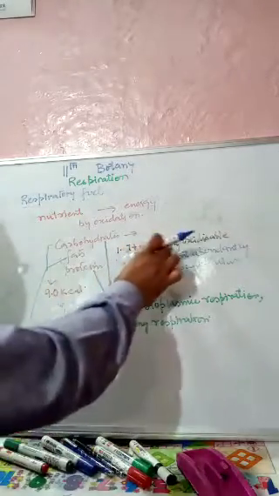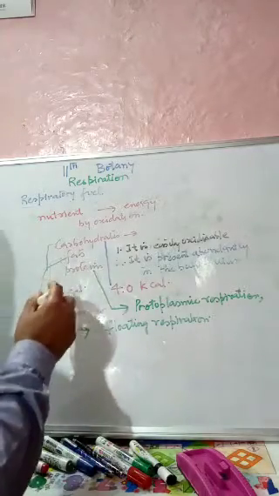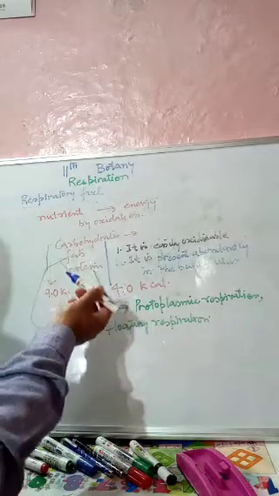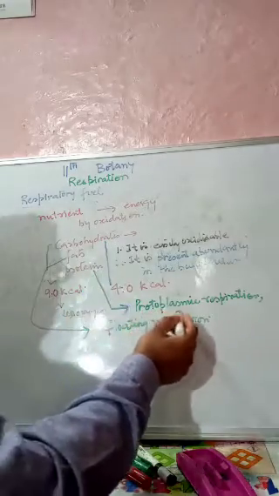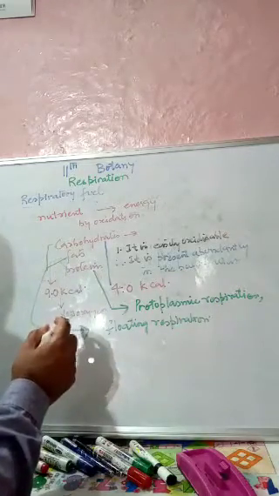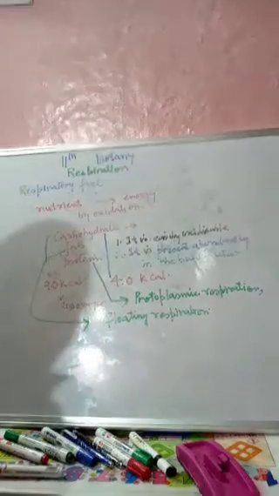When proteins are used as respiratory fuels, then it is called protoplasmic respiration. When carbohydrates and fats are used as respiratory fuels, then it is called floating respiration. This was all about today's lesson. We will proceed further in the next video.